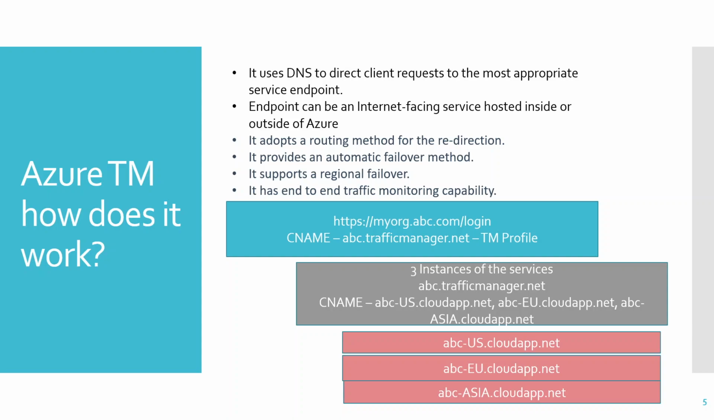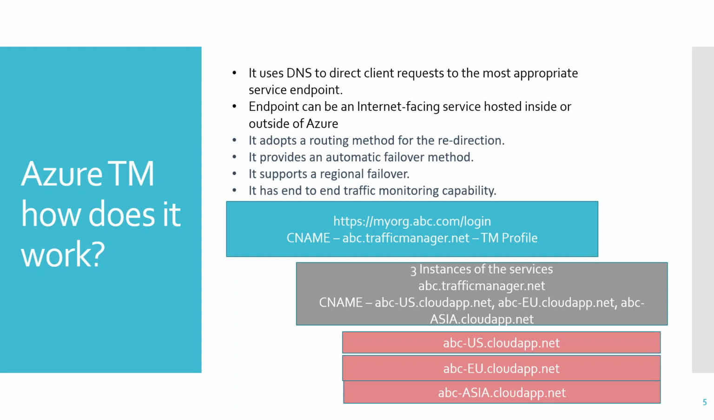Now, a simple example. Let's say you have a web application that is available in different geographies for failover purposes. It is hosted in US, Europe, and Asia Pacific, and the domains are, for example, abc-us.cloudapp.net, abc-eu.cloudapp.net, and abc-asia.cloudapp.net. So these are the three data centers where the same application is running. What you can do is create a traffic manager profile, abctrafficmanager.net, and assign these three domain names as CNAMEs. That is how you can create a traffic manager profile.